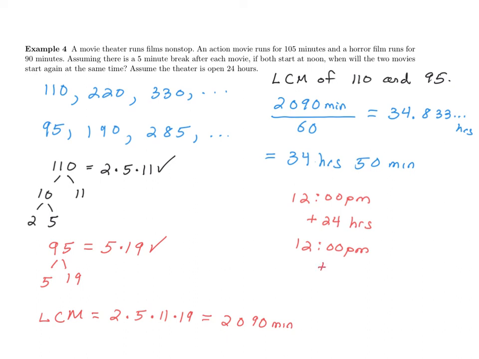So you now want to add 10 hours and 50 minutes to noon on the second day. So if you're starting at noon and you go 10 hours and 50 minutes later, that new time is 10:50 p.m. And I would say that's on the second day.